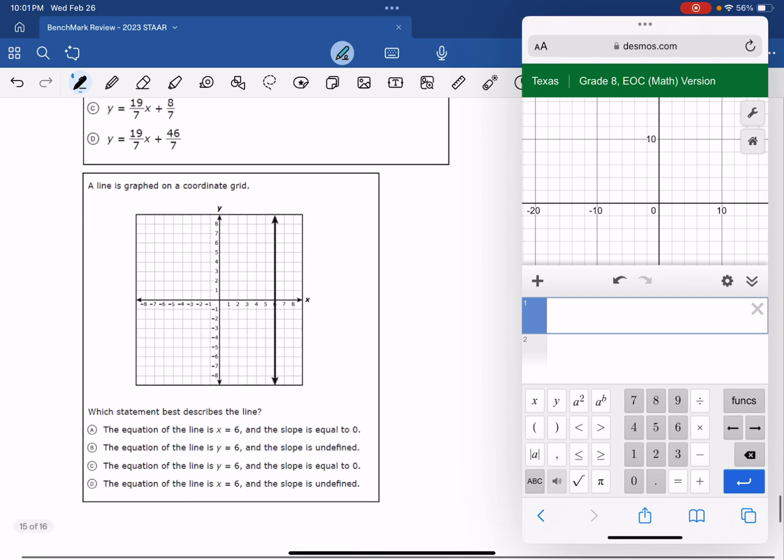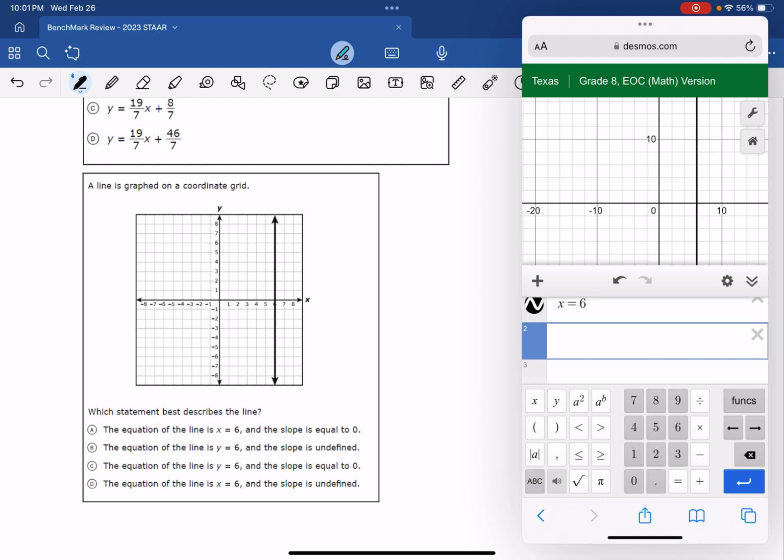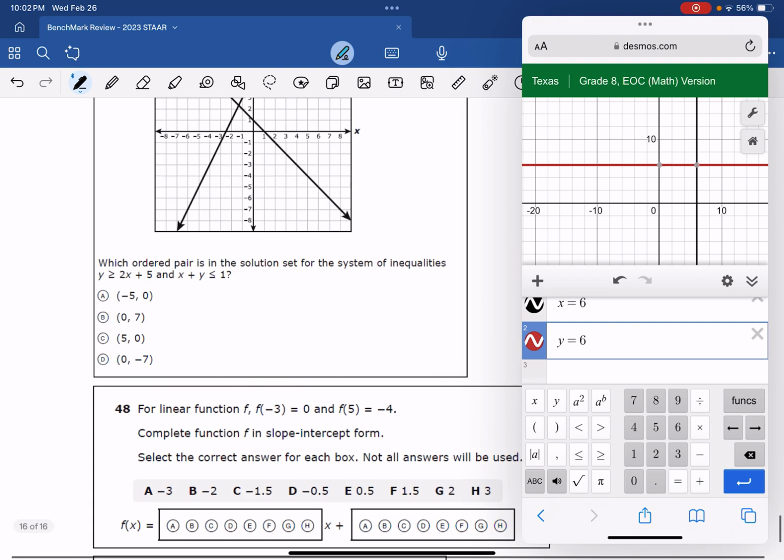Okay, this one's easy, right? So if you don't know what the equation of a line should be, you can still graph it. So x equals 6, or is it y equals 6, right? So it looks like my black graph. So x equals 6. So I can get rid of b and c because they have the wrong equation. But then you just have to know, is the slope 0 or is the slope undefined? Well, guys, this is an undefined slope. Okay, so our answer choice is D here. Okay, they ask that every year.